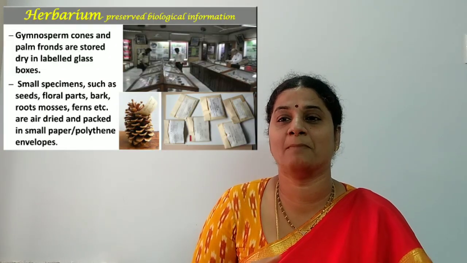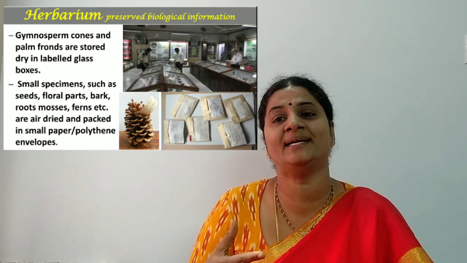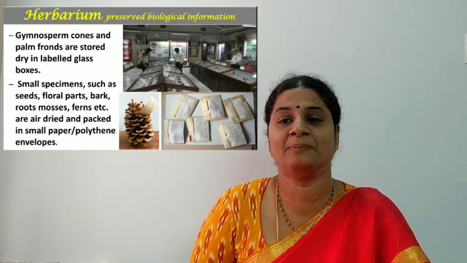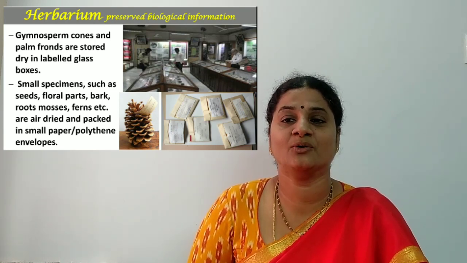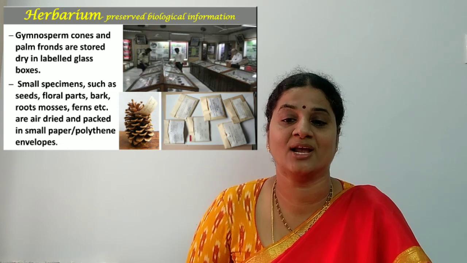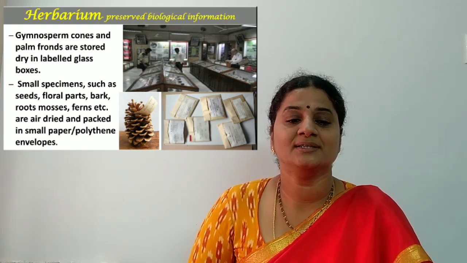Whereas very big woody specimens like gymnosperm cones, big seeds and palm fronds can be air dried, labeled properly, and stored in glass boxes. I have shown you in the picture a Botanical Survey of India, Kolkata photo, where all these gymnosperm cones are labeled and displayed in glass boxes. Small specimens such as seeds and floral parts, bark, roots, mosses, ferns and lichens are usually air dried, put into small paper or polythene pockets, well labeled and stored.